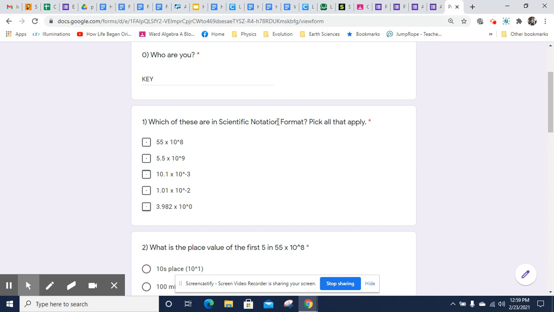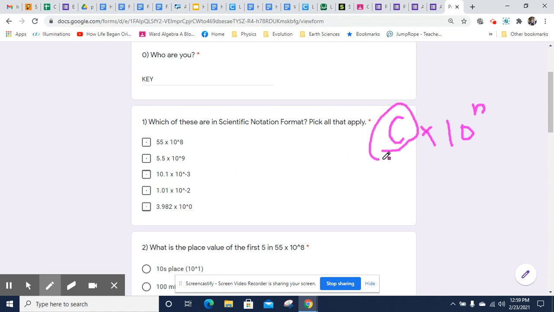So there's a key to scientific notation format. If you remember, there's a coefficient, and it's going to be some number. So we're going to call this the coefficient times 10 to some power. Now, the power needs to be an integer. It can't be a fraction in this case.